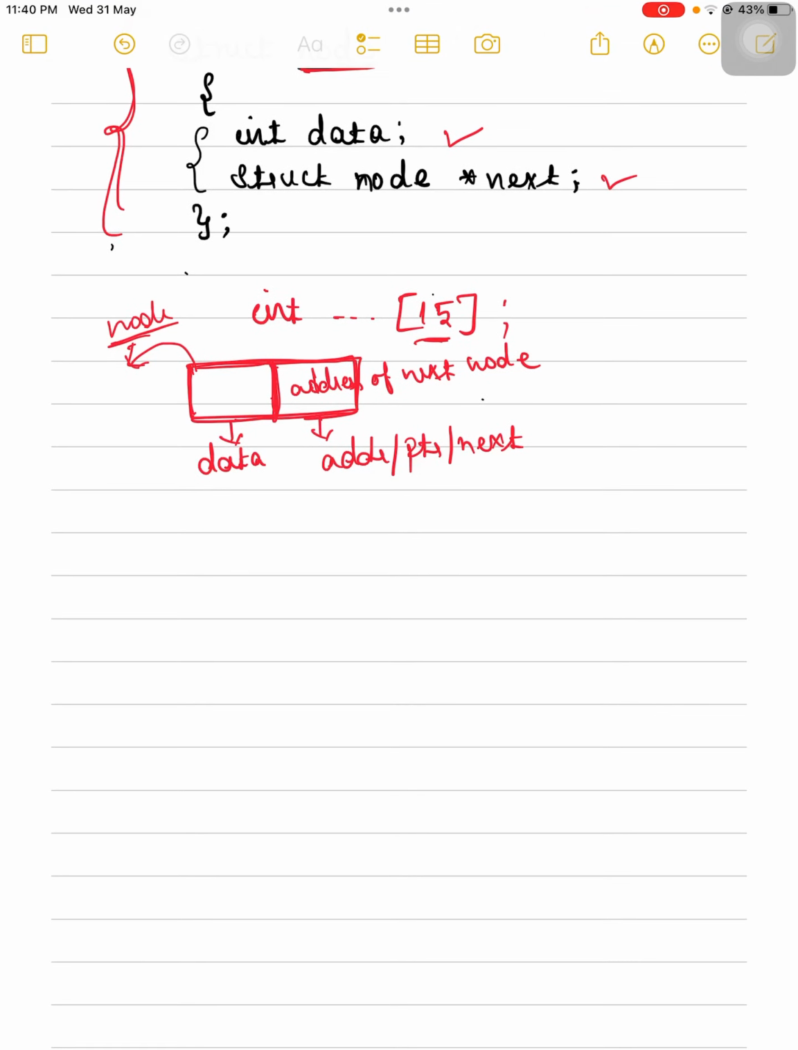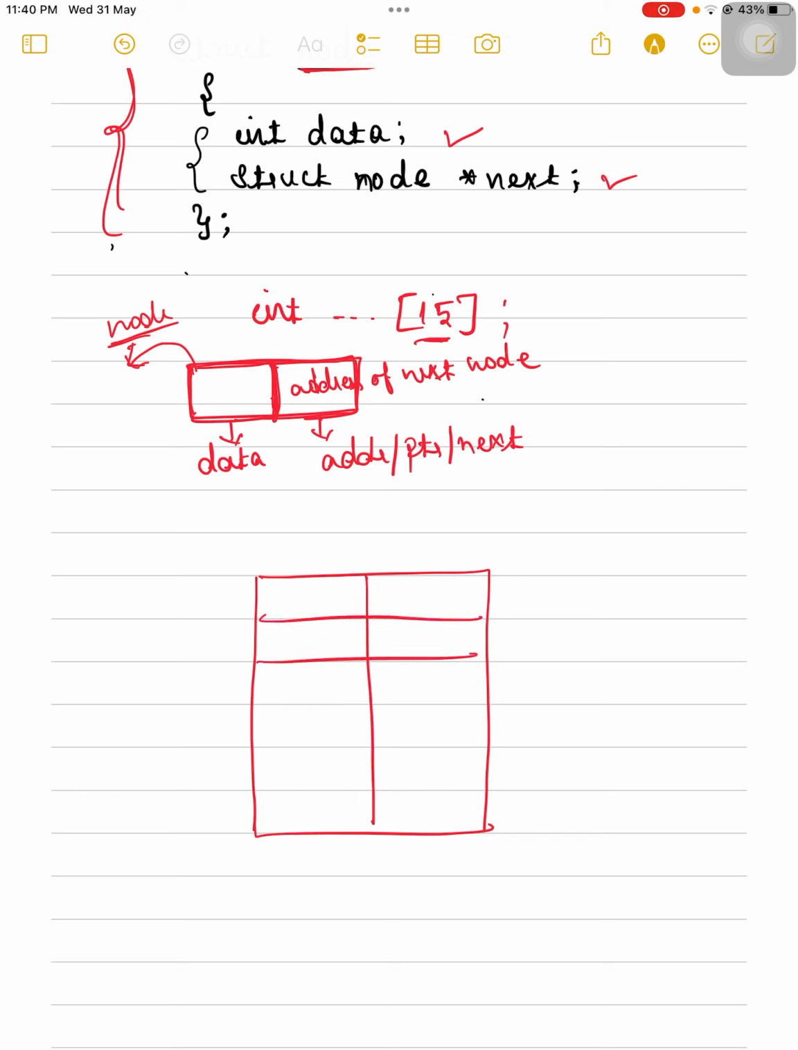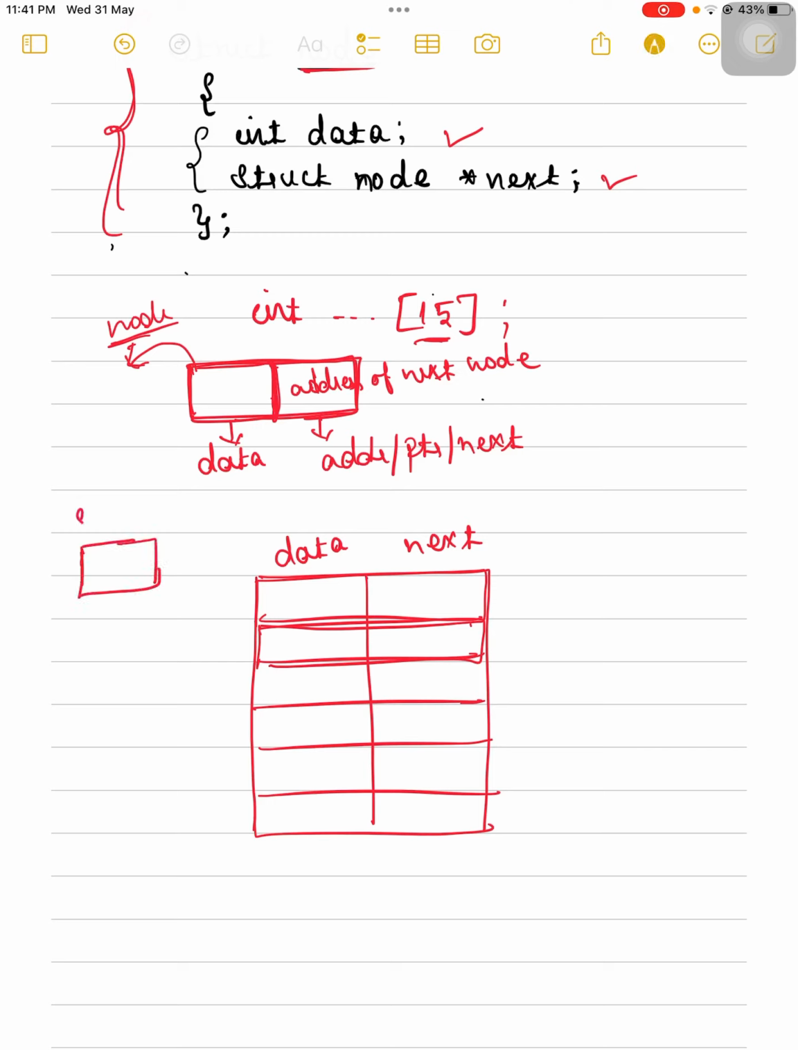Once the node is created, before that I just want to tell how a linked list is maintained in memory. Just imagine I make a table, a representation of the memory. It has two columns and multiple rows. Imagine that each and every row is a node. Each node has a data field as well as a next field. The data field will store the actual information, the next field will store the address of the next node, and one start variable will store the address of the first node.